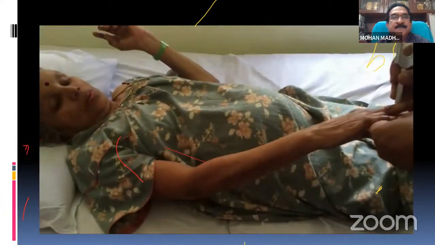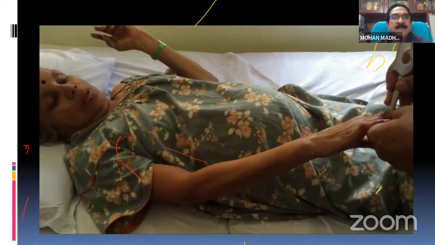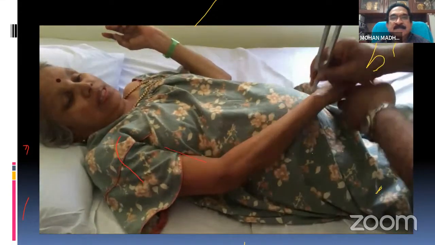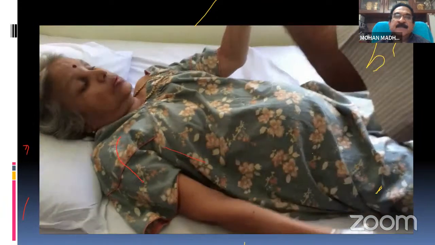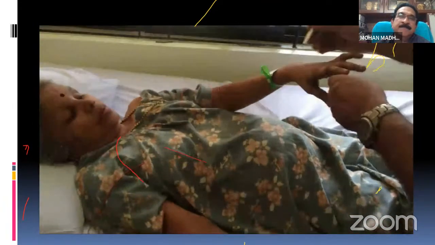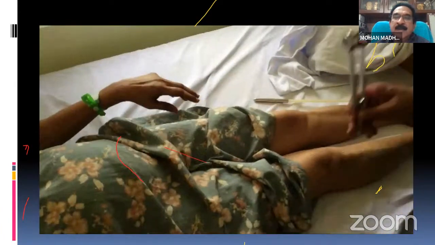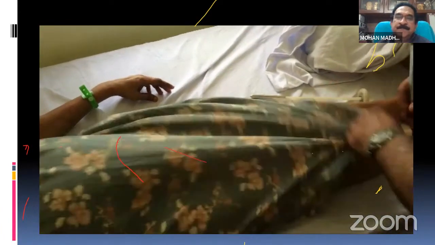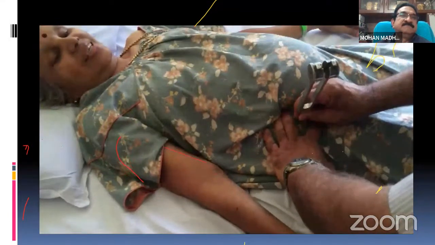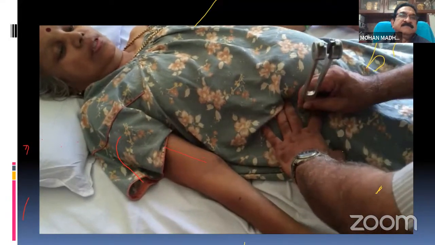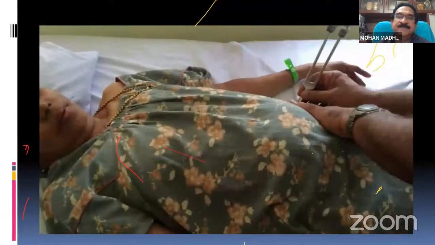Not able to feel the vibration in the hand. She is able to feel a little bit on the wrist. Not absent in the lower limb. Absent in the iliac crest. Not able to feel in the iliac crest.